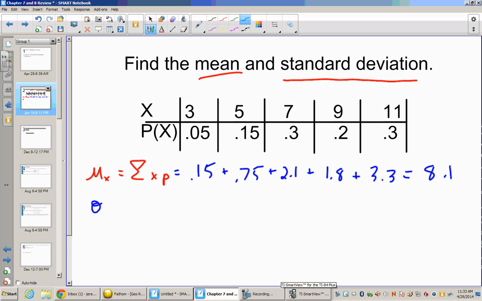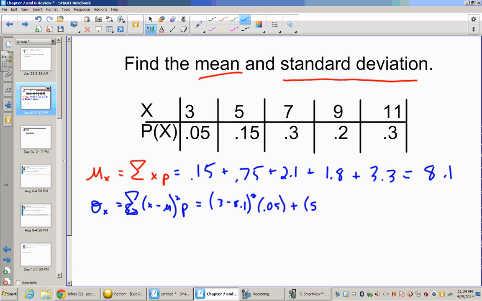Now, my standard deviation of that distribution is the square root of the sum of all x minus our mu, squared, and then multiplied by our probability. To do this, I take my x value, which is 3, subtract my mean, which is 8.1, square it, and multiply it by my probability, which is 0.05. Then I add that to the next one, which is 5 minus 8.1 squared times 0.15.